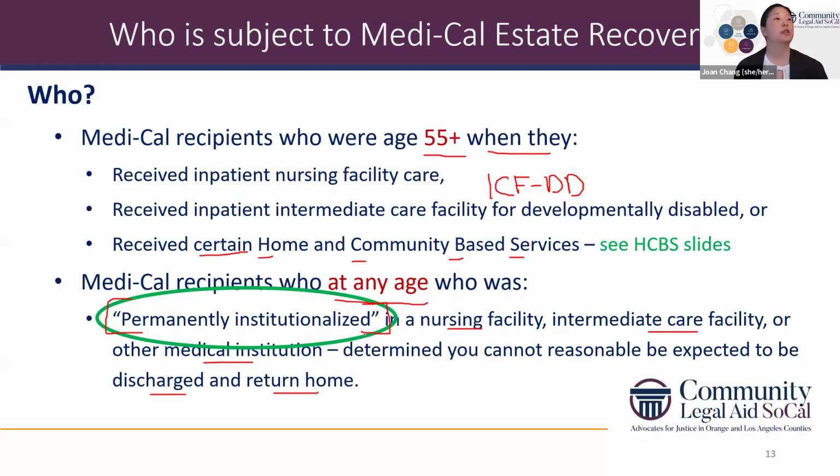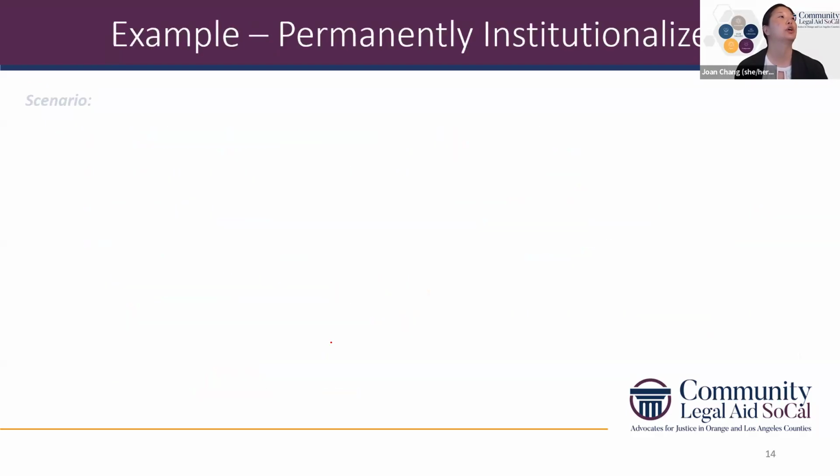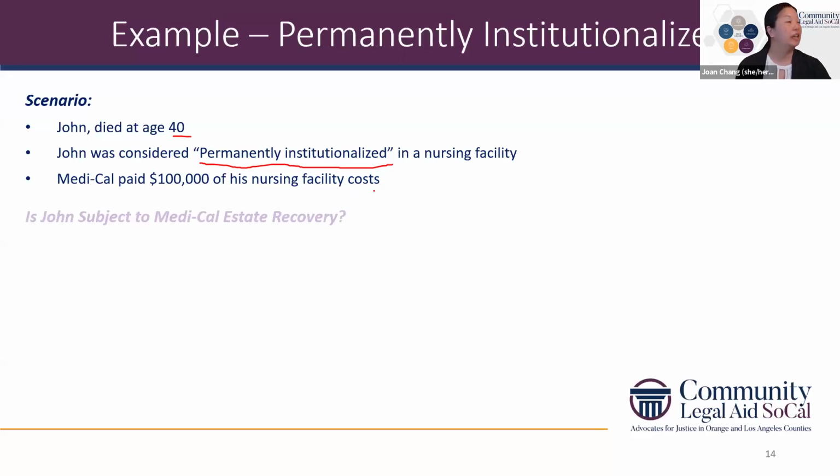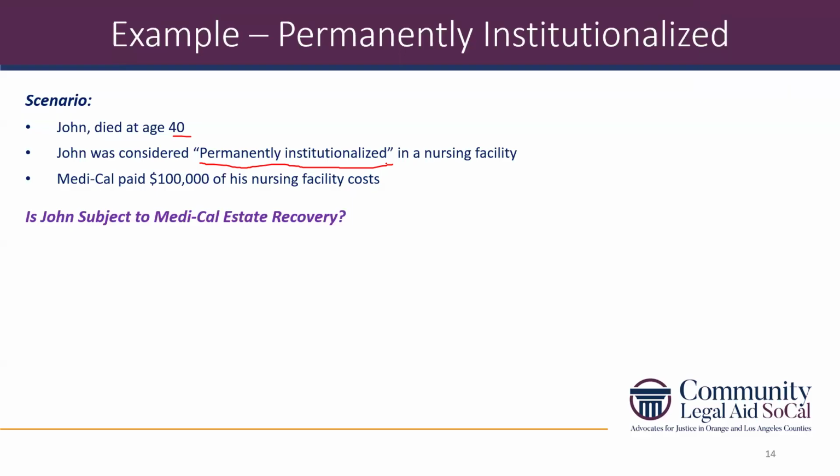Oh, I circled it. Great. So let's look at an example of someone who potentially was permanently institutionalized. Scenario. We're going to use John again. John died unfortunately at the age of 40. So keep in mind 40. John was considered permanently institutionalized in a nursing home. Again, that phrase. Medi-Cal paid, just made up numbers, 100 grand for his nursing facility costs. Is John subject to Medi-Cal estate recovery? Is he going to have to worry about Medi-Cal estate recovery after he passes? Yes or no?